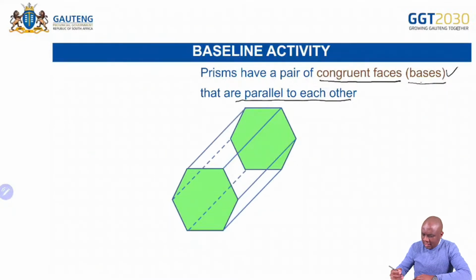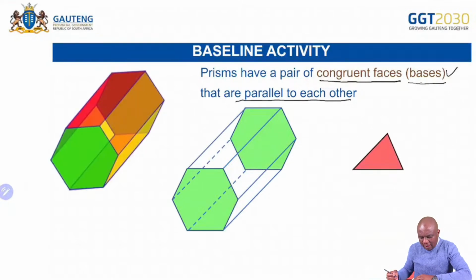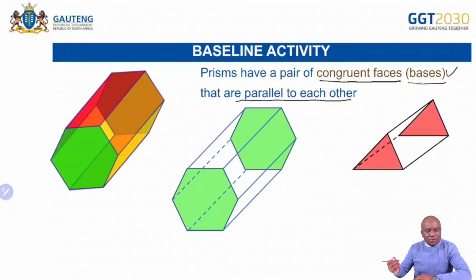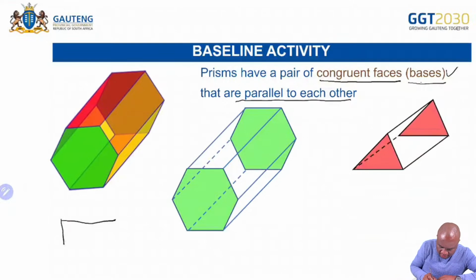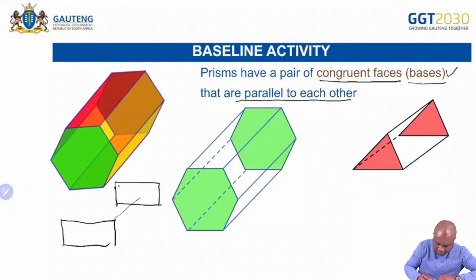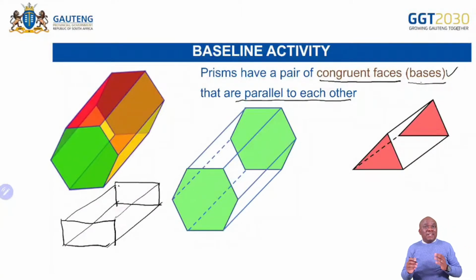Okay? And then, like this one, we have a triangle, and then another triangle, then join them using straight lines. We have drawn a triangular prism. Very easy. Okay? Rectangular prism. Just draw a rectangle, draw another rectangle. These are two bases. Then join them like that. You see? It's very easy to draw a prism. Bases, then join them with straight lines.